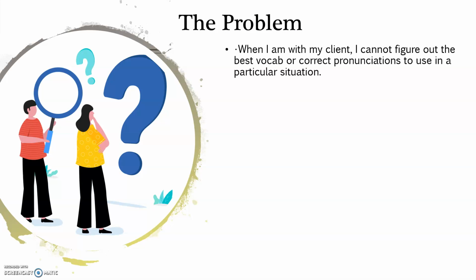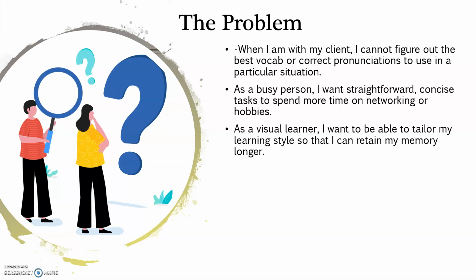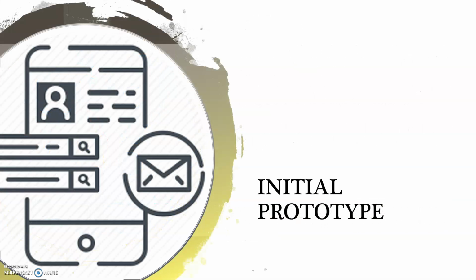So what seems to be the problem? When she is with a client, she cannot figure out the best vocabulary or correct pronunciation to use in a particular situation. As a busy person, she wants a straightforward, concise task so she can spend more time on networking or hobbies. As a visual learner, she wants to tailor her learning style so that she can retain her memory longer. Amber needs a tool to help her retain her memory and not get sidetracked in her study. She wants to communicate fluently with appropriate colloquial expressions.